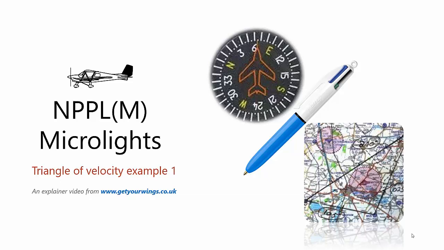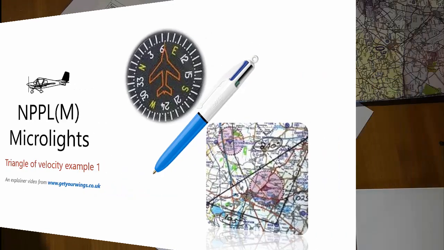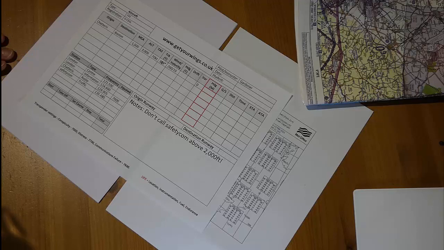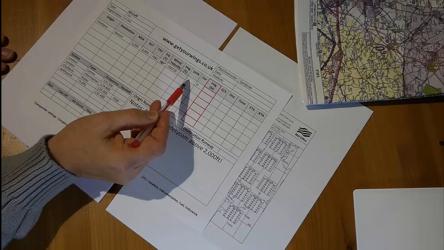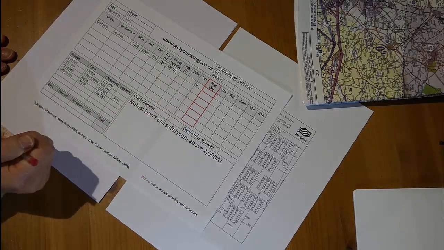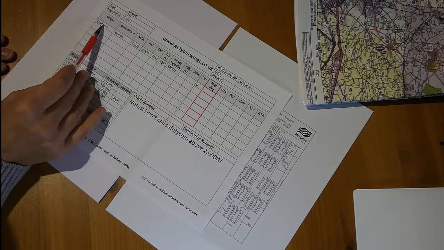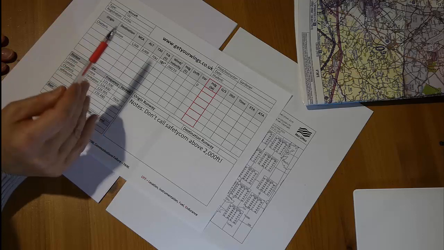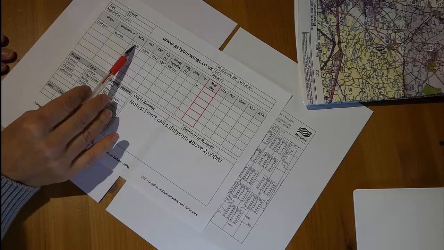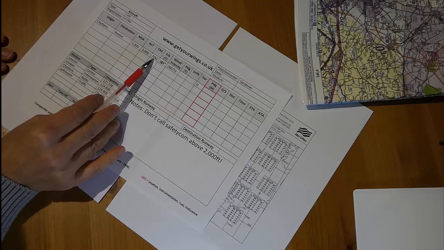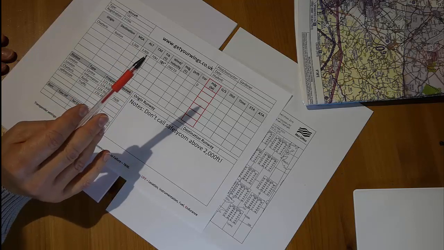Welcome to this explainer video where I will show you an example of using triangles of velocity to work out our heading, our drift and our ground speed. In our plot we've already got origin, destination, in this case Chatteris to Boston, our minimum safe altitude, our MSA, our altitude, our true airspeed and our track.